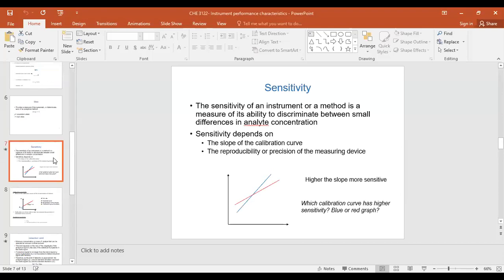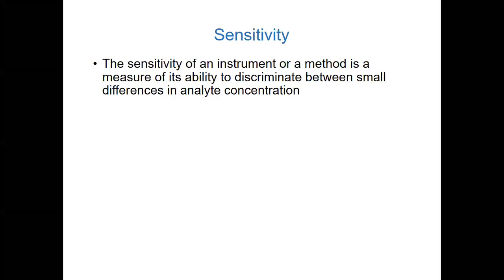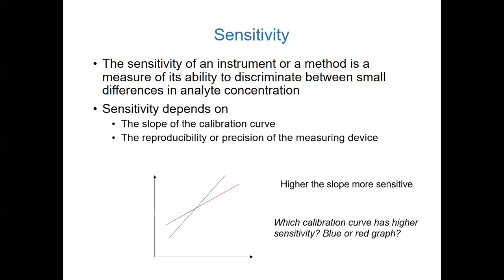Sensitivity. Since we already discussed the question now, it should be clear, but I will quickly go through this again. So the sensitivity, I told you, depends on two things, right? The slope and the reproducibility or precision of the measuring device. Here, the sensitivity is high if the slope of the graph is high. If we consider the red graph and blue graph, the blue graph has high slope. Therefore, the sensitivity of this method, the blue method, is higher compared to the red one.